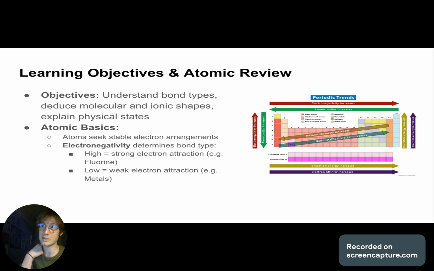Electronegativity determines how atoms bond. When there's a big difference in electronegativity between atoms, one atom transfers electrons to another, and when more evenly matched, they share instead. Next slide.